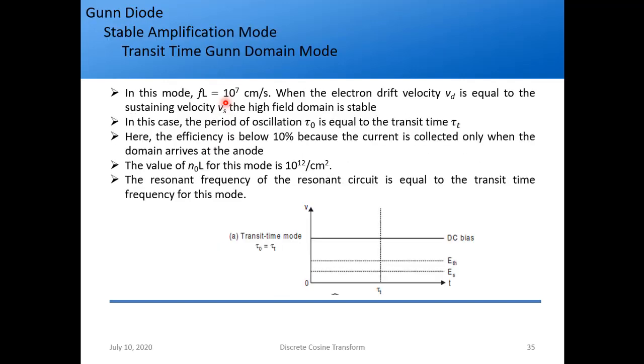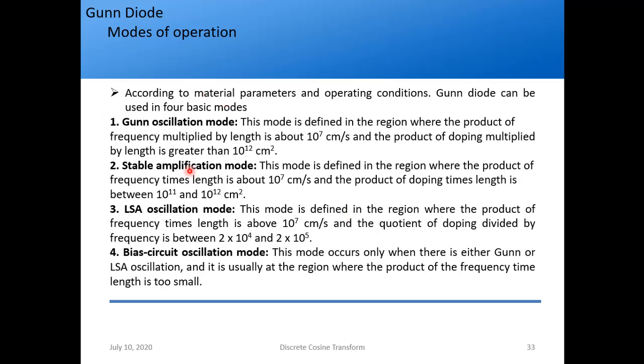Next we are mainly seeing IMPATT, TRAPATT and BARITT diodes. That we'll see tomorrow. I'm purposely going slow because we are mainly in touch with the syllabus. That's why I'm going slow.